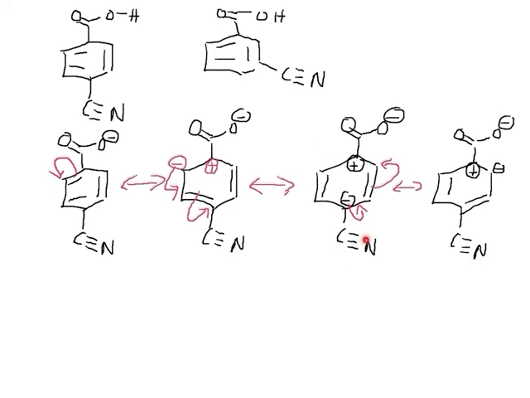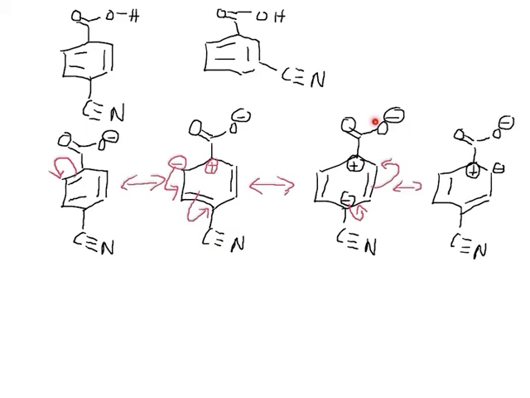Right? Now, if this was in the meta, do you ever see in any of these resonance structures a negative charge in the meta position ever? No. So if the nitrile is in the meta position, does it get this good resonance structure? No. Right? So which one's more acidic? Para or meta? Para. Para is more acidic because it has a more stable resonance structure.